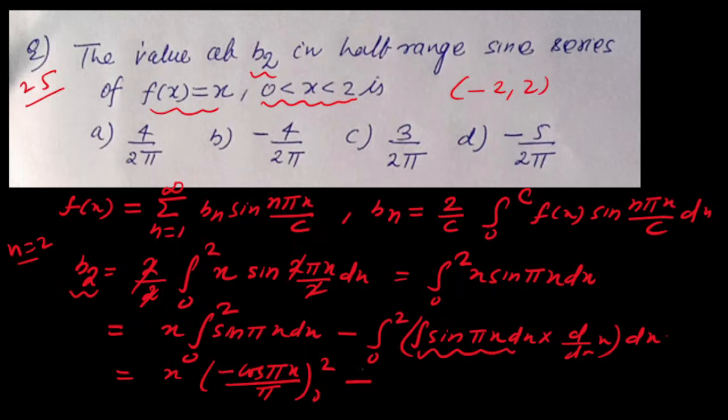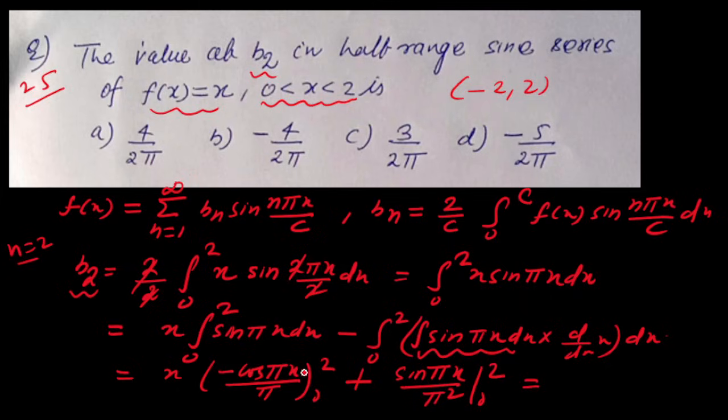So this minus will become plus, and this dx by dx will become 1, and when cos pi x by pi will be integrated, it will give me sine pi x by pi square. For this the limit is 0 to 2. So if you put the upper limit 2 here, sine 2 pi is 0, lower limit 0, sine 0 is 0. So this term will vanish, right? We just have to evaluate this term.